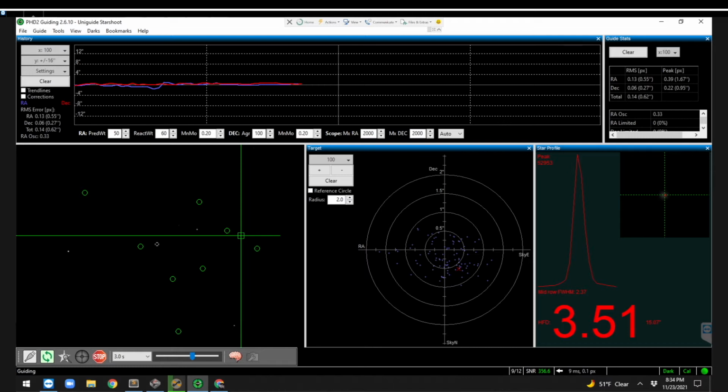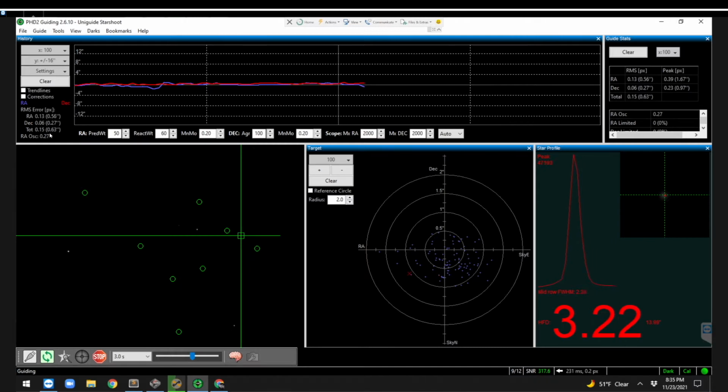All right, let's talk about guiding now. I'm not going to go through all the setup of PHD2. There are so many videos out there on this, but I did want to talk about the RMS error and what these things mean. Because the assumption is always that the lower the number, the better you get. That is true, but there are diminishing returns, especially as you go to smaller and smaller focal lengths. So I'll talk a little bit about the effects of this RMS error on your imaging.